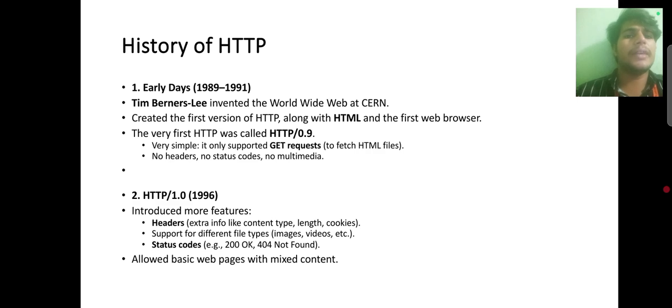Second, HTTP/1.0 in 1996. Introduced more features: headers, extra information like content type, length and cookies. Support for different file types like images and videos, and status codes like 200 OK or 404 Not Found. Allowed basic web pages with mixed content.